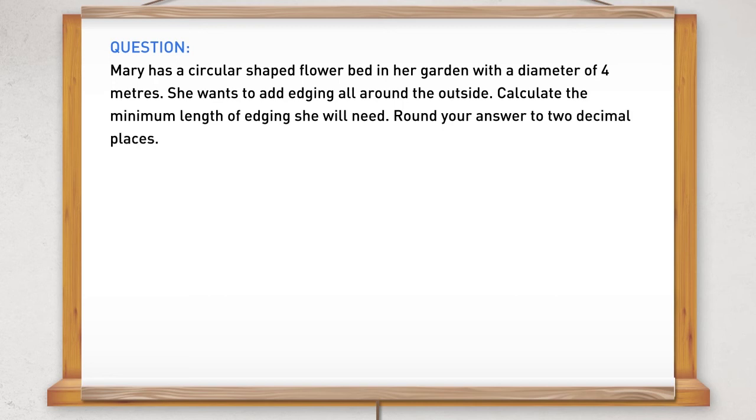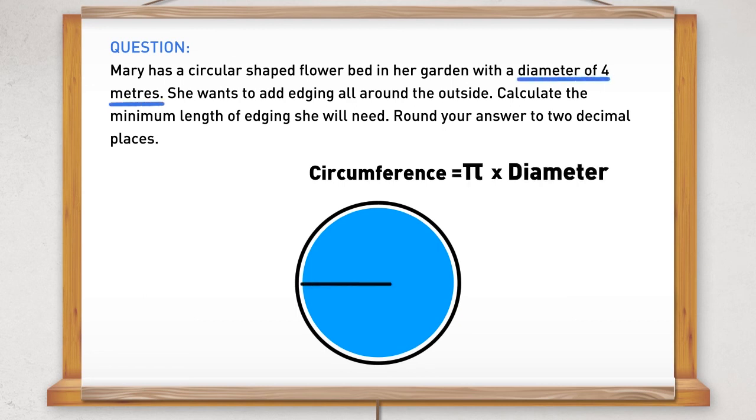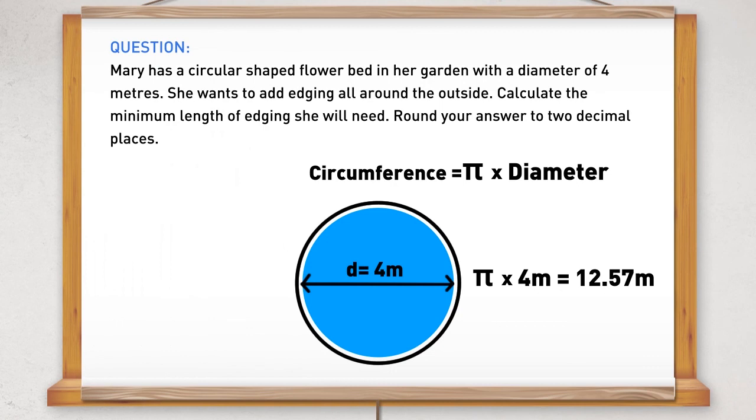For this question, we need to find the circumference of the circle because the edging needs to go all around the outside of the circular flower bed. The circumference is the distance around the outside. To calculate the circumference, the formula is pi times the diameter of the circle. So we need to do pi times 4. Pi times 4 equals 12.57 metres, rounded to 2 decimal places. So the minimum length of edging required is 12.57 metres.